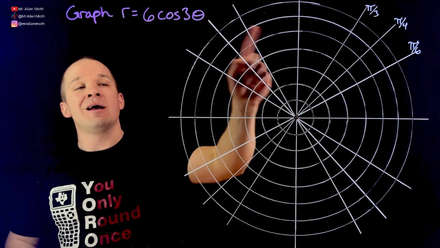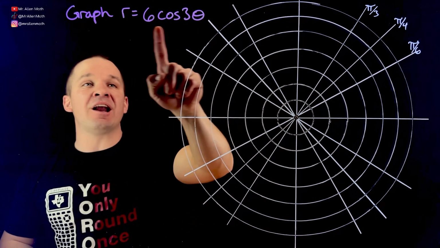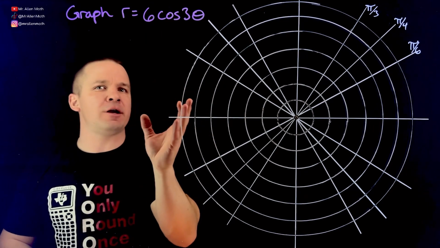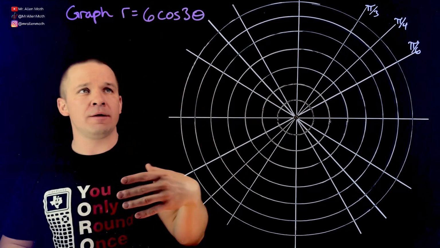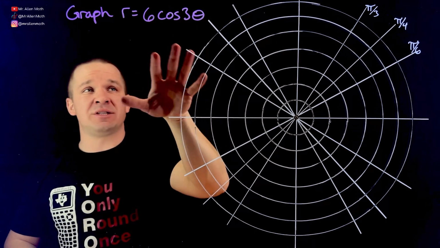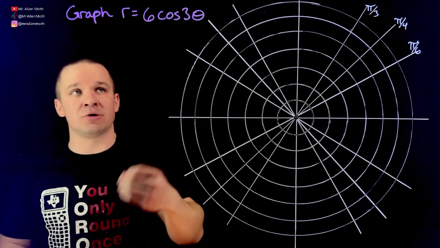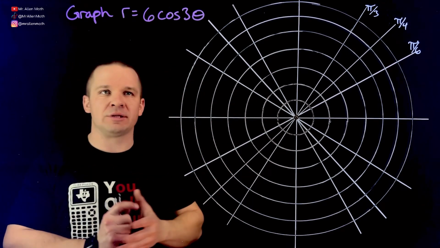How did I know that? Boom, that bad boy right there, and there's no sum or difference out in front here, which would make it a limaçon or cardioid. If the 3 wasn't here, and it was just 6 cosine theta, we're dealing with a circle. So we got a rose here, so let's deal with that, okay?